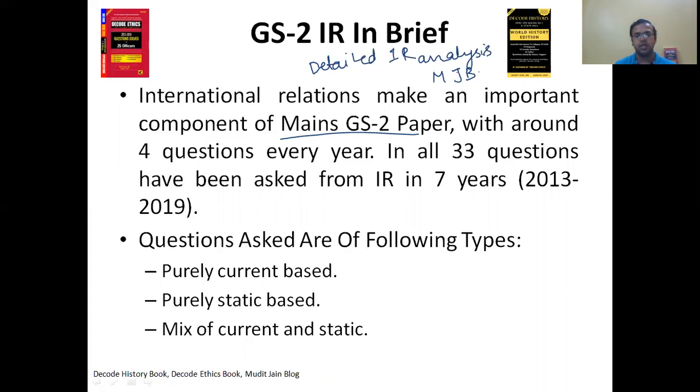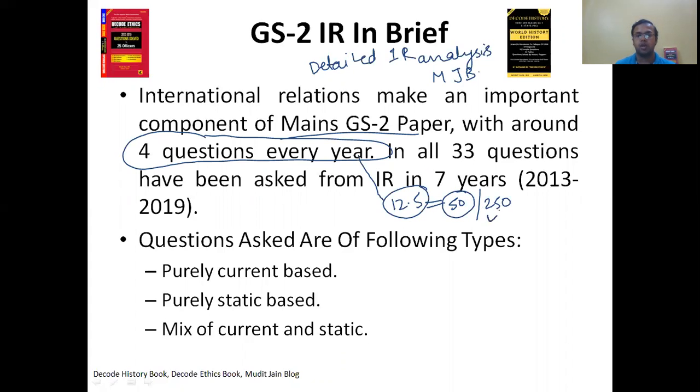If you see that analysis, you will see that about 4 questions are asked every year in IR. Mostly these are of 12.5 marks each, or 15 marks; 10 markers are not asked that much in IR. So at least 50 marks of the paper out of 250 is for IR. So IR is very important.